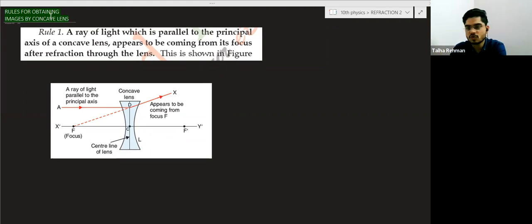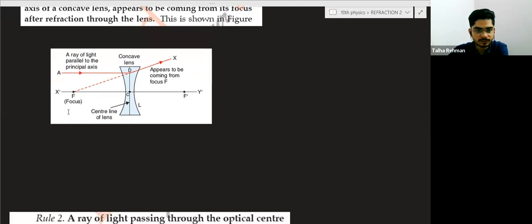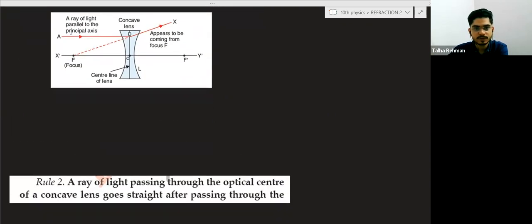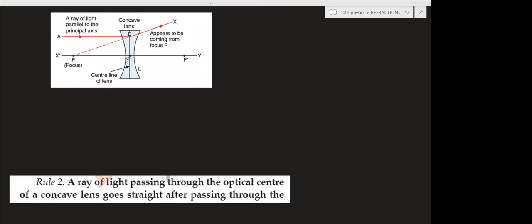Like the convex lens, there are certain rules for the concave lens also, for how the refraction of light will take place. So now, the first rule is this. First see the diagram. Azaan, are you getting my voice clearly? Yes, sir.